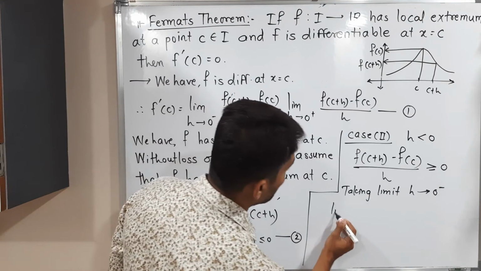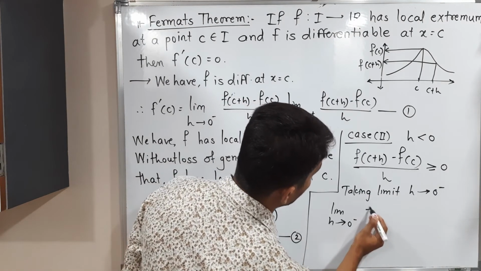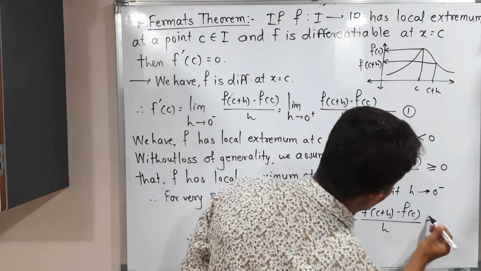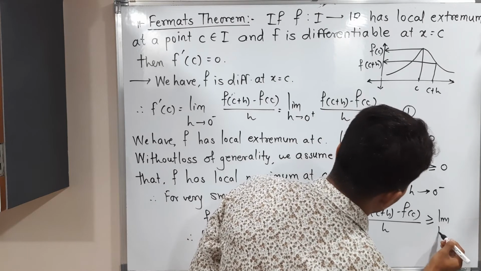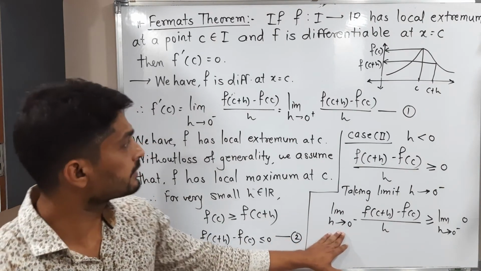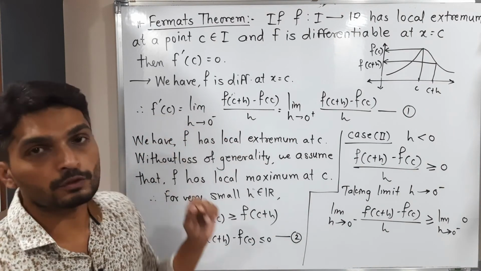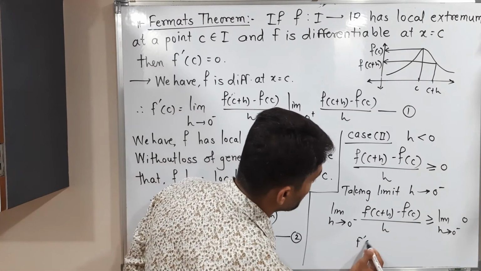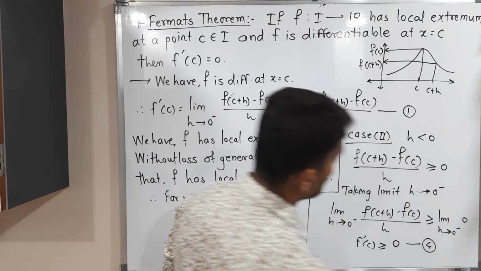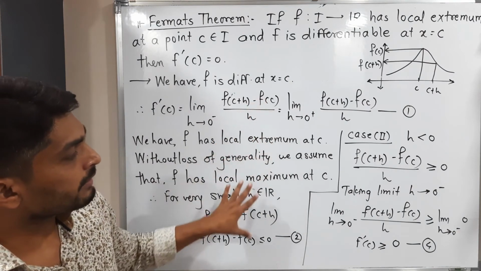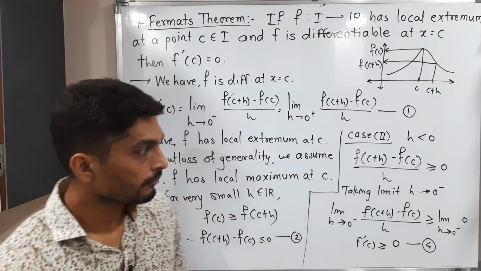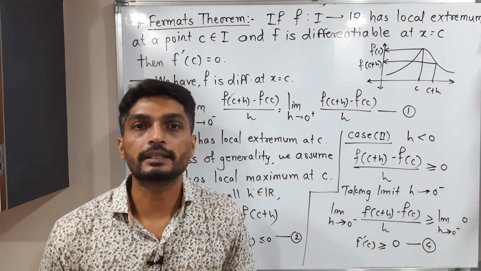So limit h tends to 0 minus of f of c plus h minus f of c divided by h is greater than or equal to limit h tends to 0 minus of 0. Have you seen it anywhere? Yes, definitely. Its value is f dash of c from equation number 1. So we can write f dash of c is greater than or equal to 0, since if you apply the limit to 0, you will obviously have 0. This is inequality number 4. So in the second case, we have got f dash of c greater than or equal to 0.